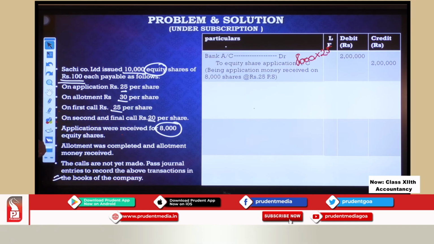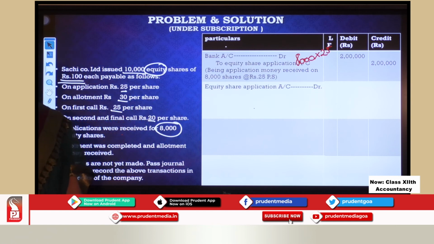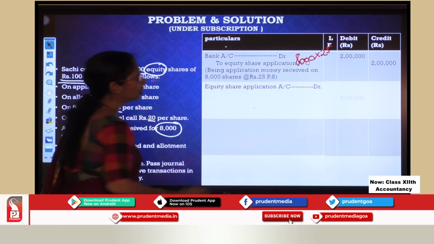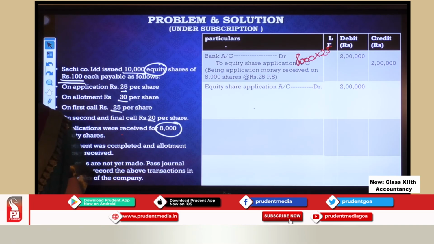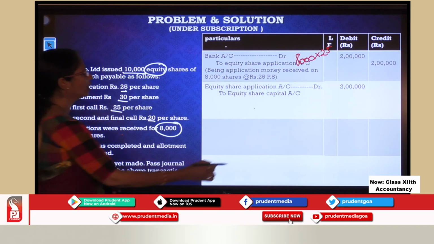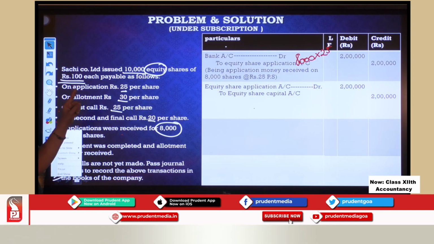So, now the second one is I am transferring the money that I have received on application to share capital. So, let me transfer it to share capital. Equity share application account debit, I am closing the amount there. What is the amount? 2 lakh rupees. Where am I going to transfer it? I am transferring it to share capital. That means my share capital is going to increase now. So, to equity share capital account. Now, once again I will remind you, it is very, very important to put the word equity there.